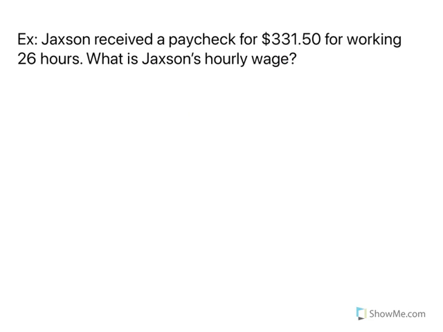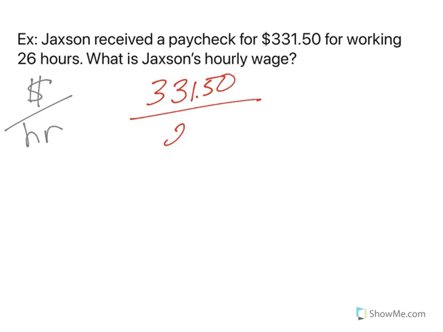Jackson received a paycheck for $331.50 for working 26 hours. What is Jackson's hourly wage? Well, if we're thinking about this, hourly wage means we're talking about dollars per hour. And sometimes if you're a visual person, it helps to do that. So we want to put the dollars on top, $331.50 over 26 hours. Now remember, this fraction bar is the same as a division sign.